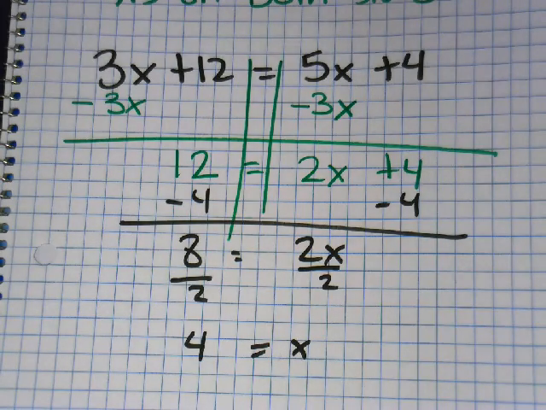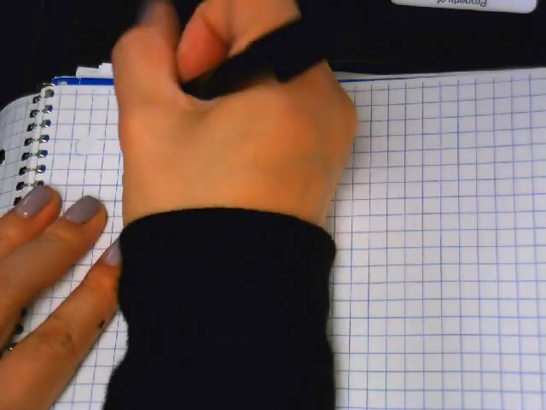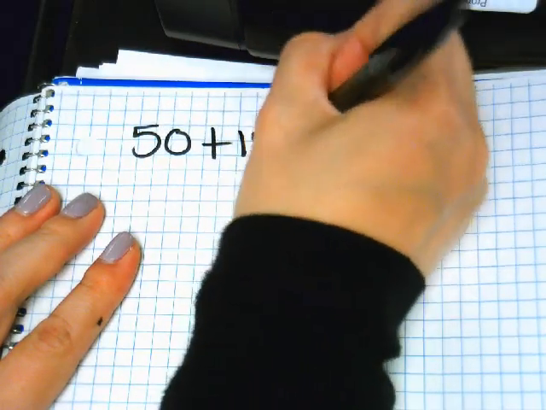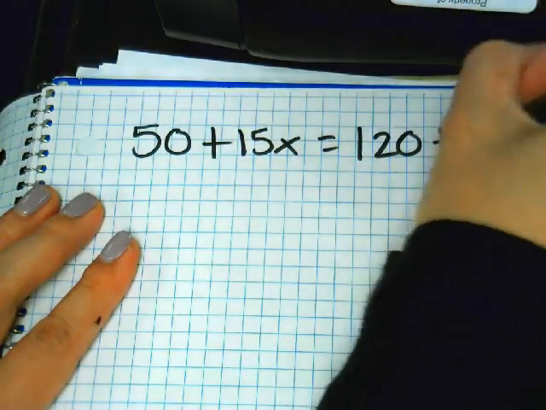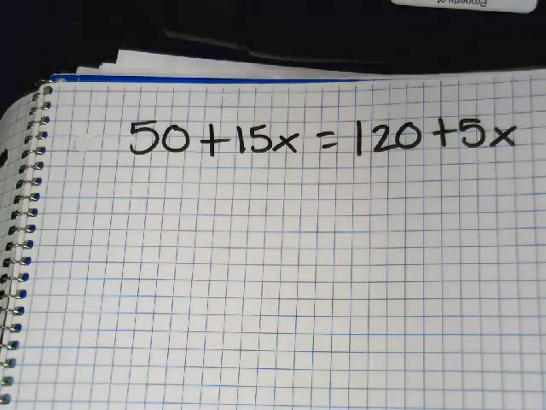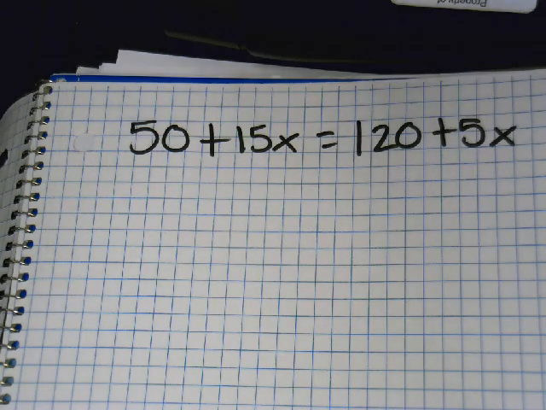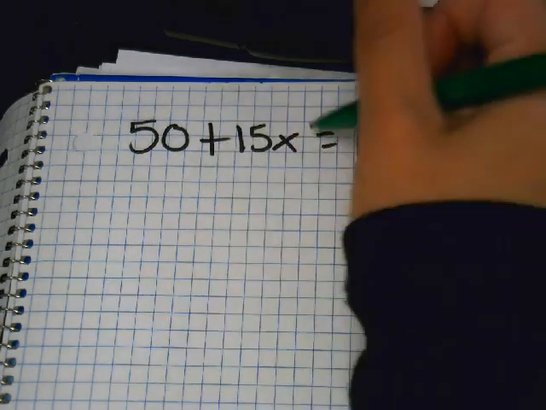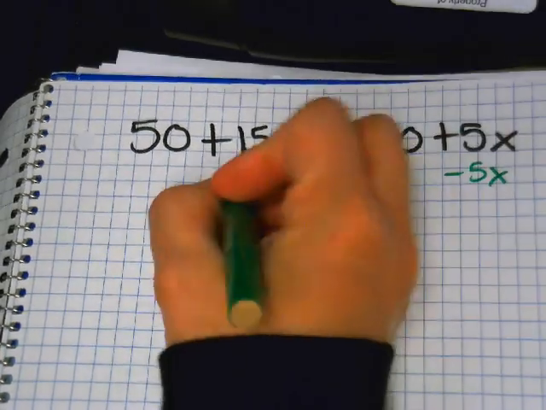So let's try another one, to see if you guys are A-okay with this before we move on to percents. All right. 50 plus 15x is equal to 120 plus 5x. What are we moving, the 15x or the 5x? 5x. Could you move the 15? Yes, but you end up with a negative number. I don't like it. So minus 5x, minus 5x.